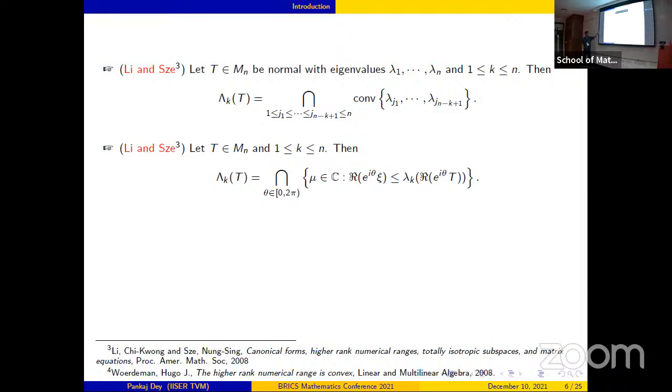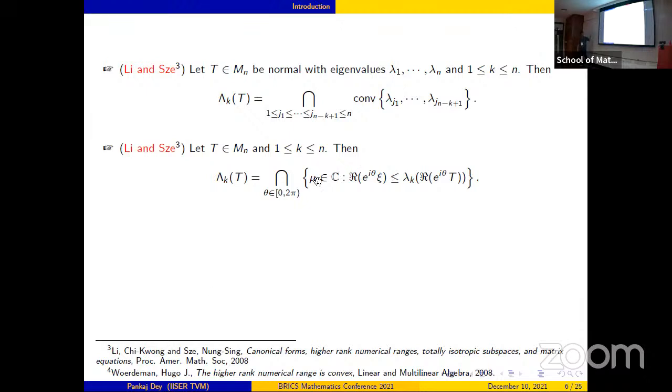So if k equals 1, then it is very easy to observe. For example, if k equals 1, it is the numerical range, and if lambda belongs to the numerical range, then the real part of e to the power i theta lambda is also less than or equal to lambda 1, because the numerical range of the real part of T is the real part of the numerical range of T.